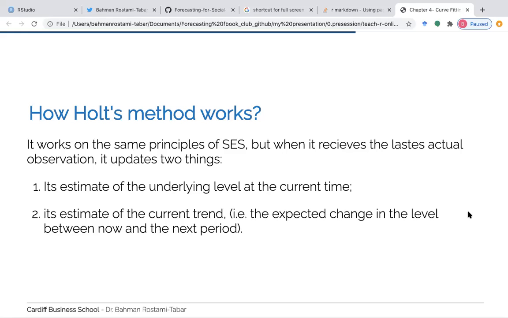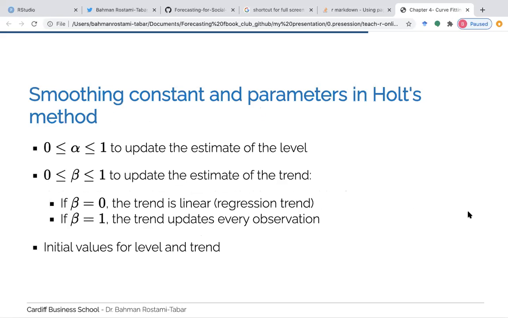So Holt's method updates two things. It estimates the underlying level at the current time, and it estimates the trend. By trend, I mean the expected change in the level between now and the next period. So if there is any change, that is trend. If there is no change at all, then it is just a level. So we now need to update two things, the level and the trend.